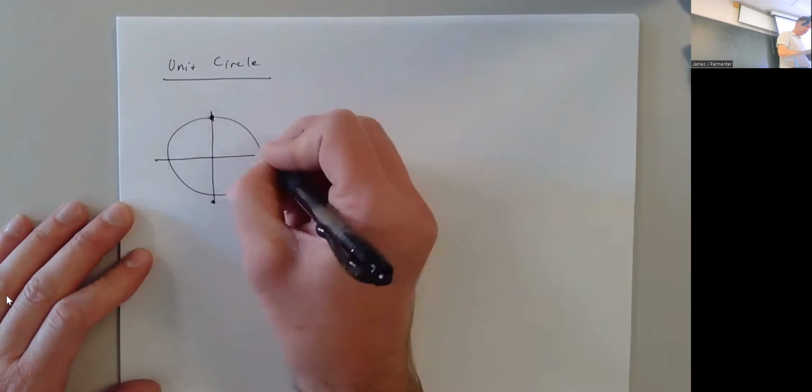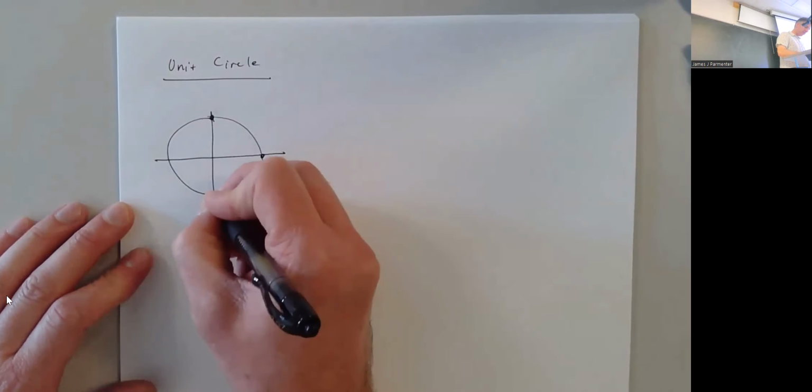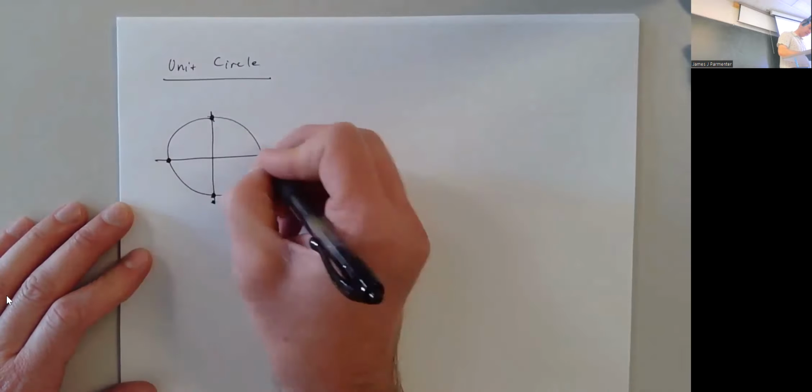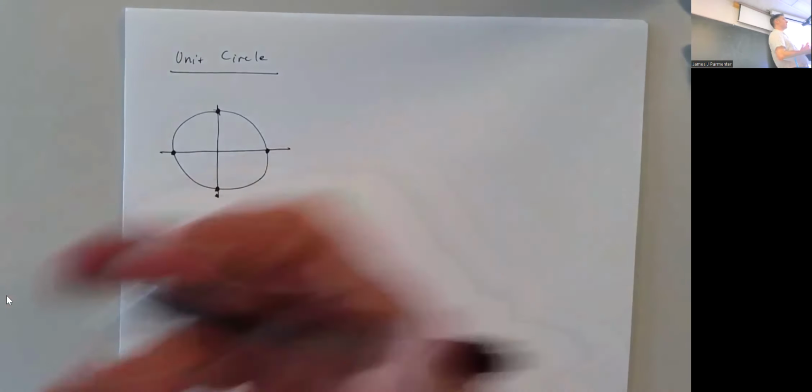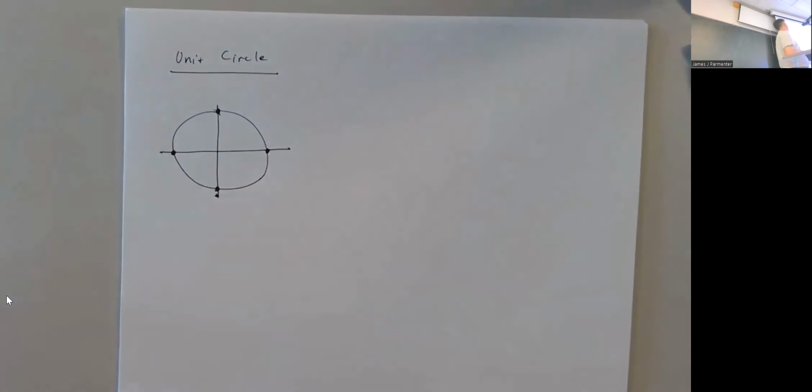And then I'm going to label what I call, my wife hates this, but I'll do it anyway, the four corners of the unit circle. He's like, okay, circles don't have corners, I know. But it's easier than saying the four cardinal directions of the unit circle, or the north, south, east, and west points of the unit circle. So I'm going to say the four corners of the circle.